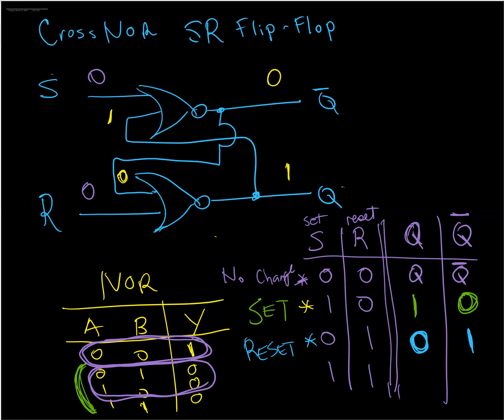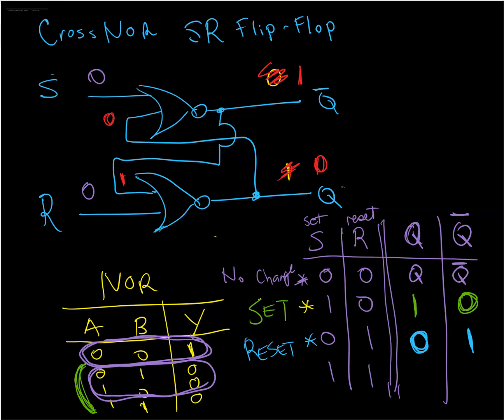If I change my starting conditions and I say, okay, what if Q was 0 and Q bar was 1? Well, in that condition, this 0 being fed back would cause a 1, which it already is, and this 1 being fed back to here would cause a 0, which it already is. So again, it's no change, right? So whatever the values that Q and Q bar had at that point, if we put the inputs S and R to 0, there's going to be no change in the output. So that's sort of a holding condition that we have. We call it the no change condition.